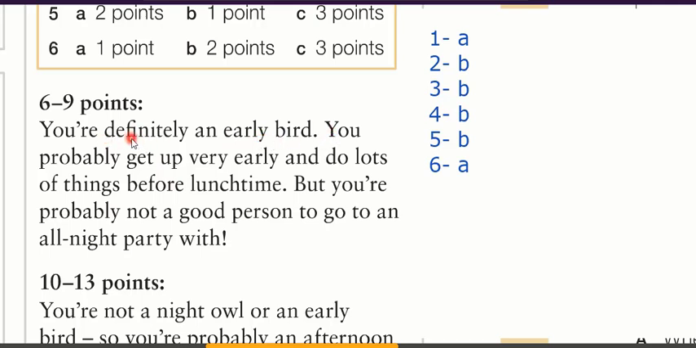Definitely means for sure, like 100%. You probably get up very early and do lots of things before lunchtime, but you are probably not a good person to go to an all-night party with. Yes, this is true for me. That means if I want to go to a party with you and the party maybe finishes at 3 a.m., no, you are not a good person. And this is true for me.